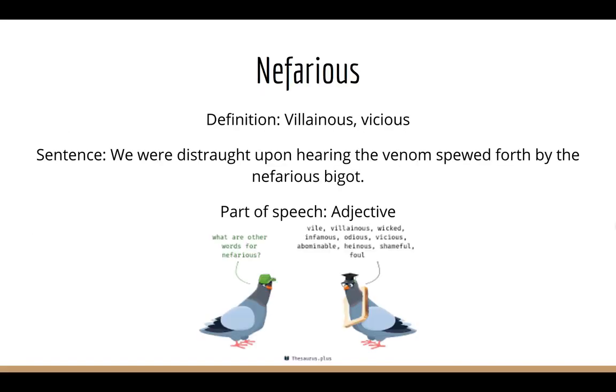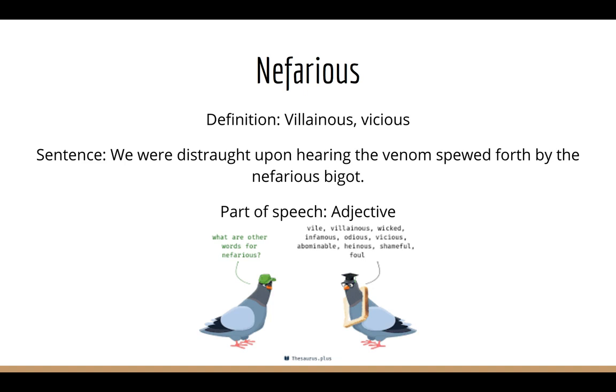Our first word is nefarious. Nefarious means villainous, vicious. A sentence for nefarious is, we were distraught upon hearing the venom spewed forth by the nefarious bigot. Do you guys remember venom? Yes, it's poison. Poison, correct. Do you guys remember spewed? Spewed is, I think, vomiting. Throw up. Yeah.